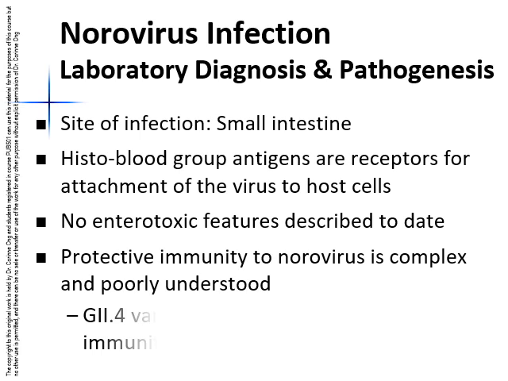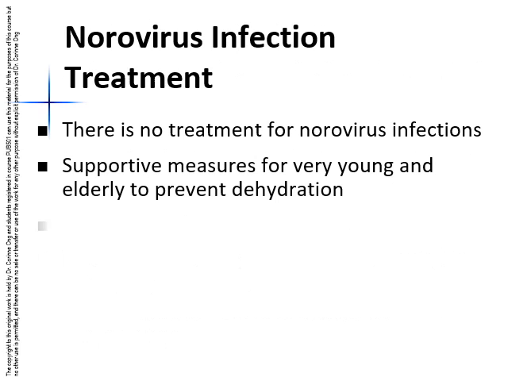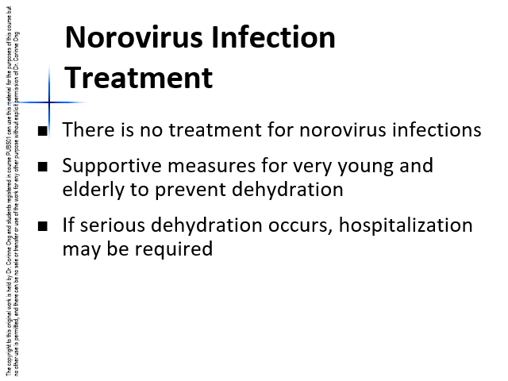The virus infects the small intestine by attaching to blood group antigens such as the A, B, and O types. So far, no enterotoxins have been identified. The immune response to norovirus is complex and poorly understood, and infections with G2.4 variants do not provide acquired immunity, indicating that they have evolved to escape from neutralizing antibodies. There is currently no treatment for norovirus infections, so supportive measures need to be provided for the very young and elderly to prevent dehydration, which if serious needs to be managed in hospital.